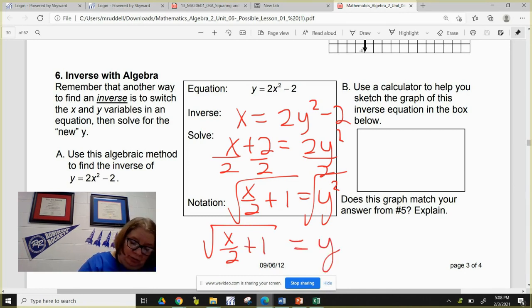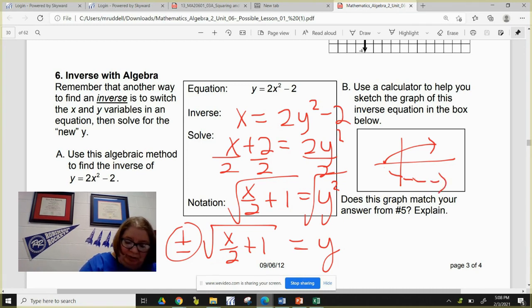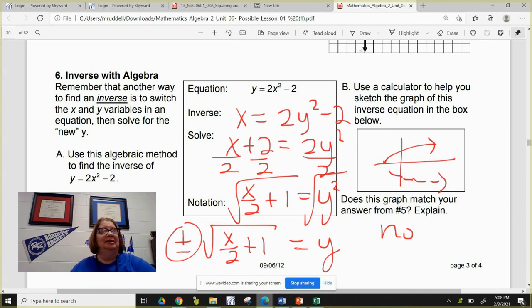When you graph that, it's going to look something like this. Again, remember, it's just the top half. If we put this little plus minus here, then we would have the bottom half also. Does this graph match your answer from number 5 without the plus or minus? No, it does not. Okay, no bottom half. Remember, we usually just graph the top half and call it a square root function, because if we graph the bottom half, it's no longer a function.